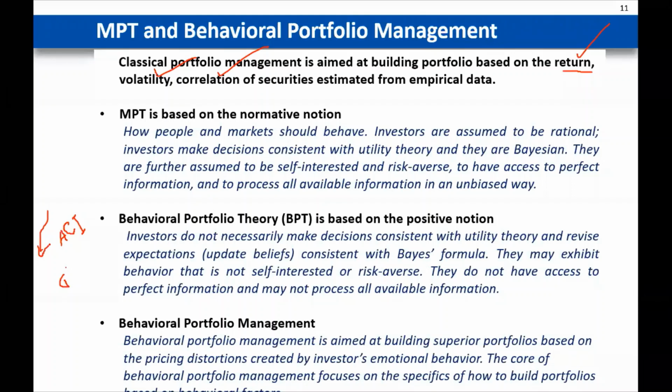What will happen, sir? ACI price will go down if people get pessimistic. Yes, sir. So in that case, a behavioral portfolio manager takes a position in ACI because they consider that people have become pessimistic about ACI. That's why the ACI price has gone down.